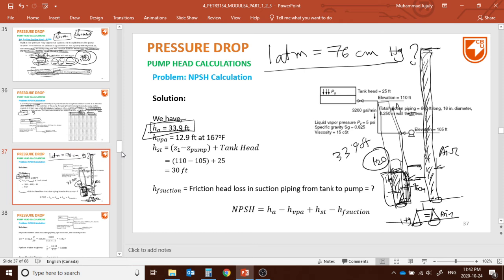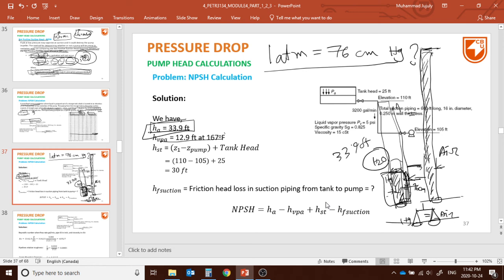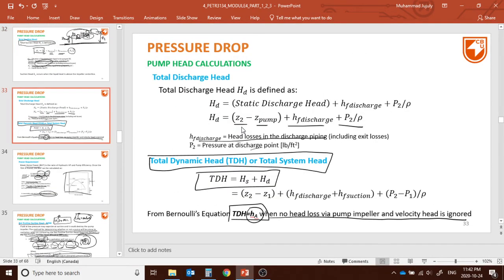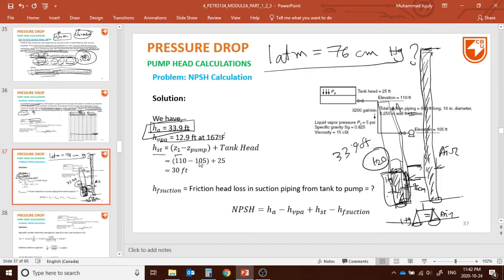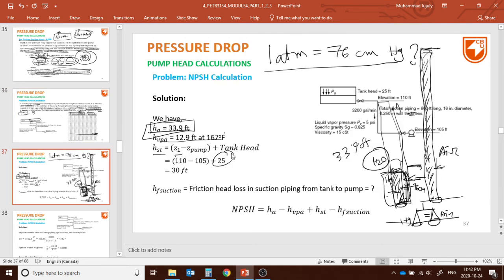All right. So the vapor pressure at 167 degrees Fahrenheit, how much would the vapor pressure be? At 167 degrees Fahrenheit, the vapor pressure is 12.9. So static pressure equals Z1. You remember how we calculate the static pressure through this formula: Z1 minus Z pump plus tank head. Tank head is 25 here. So we got a static pressure of 30 feet.